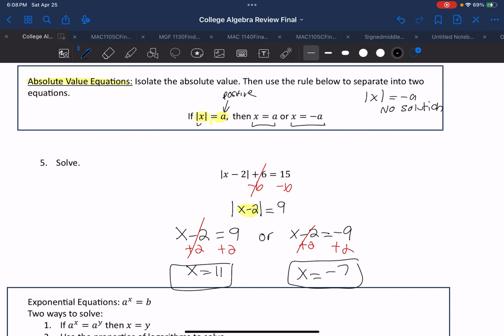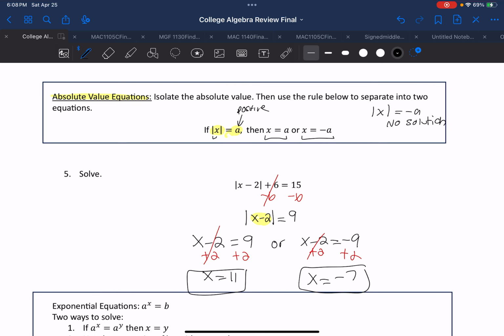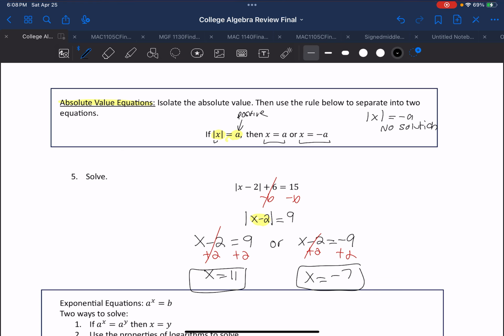So those are my two solutions. It's not mandatory to check absolute value equations because there's no restrictions except that the absolute value can't be equal to a negative, but this is just already a number by itself, which is positive.